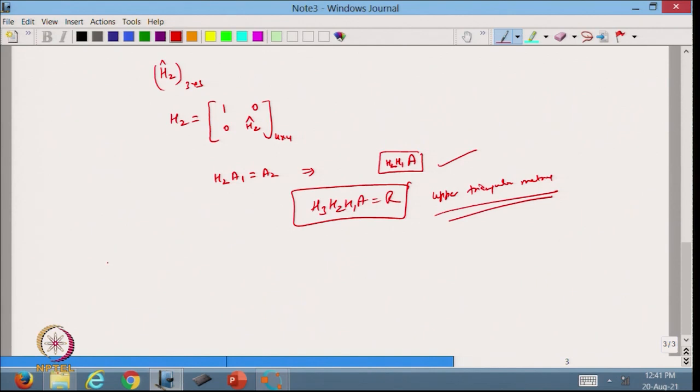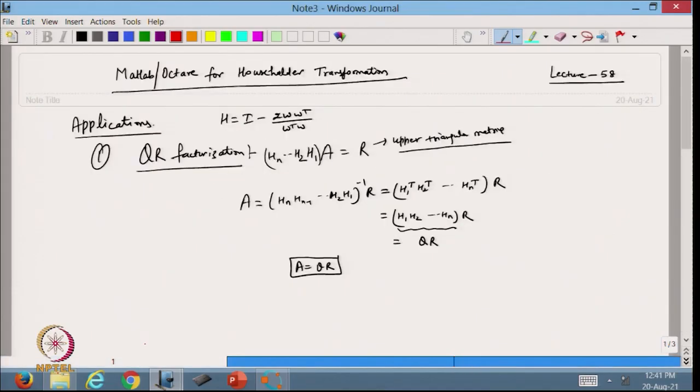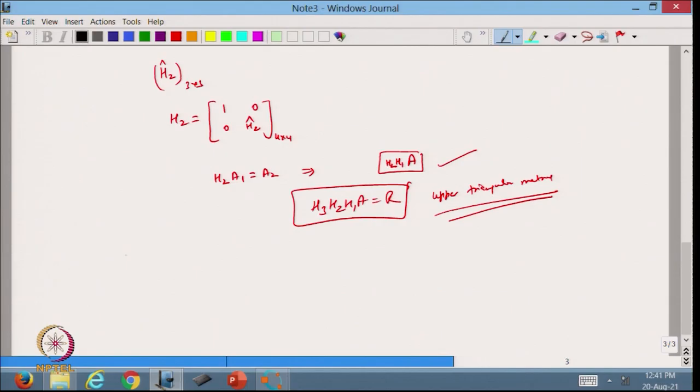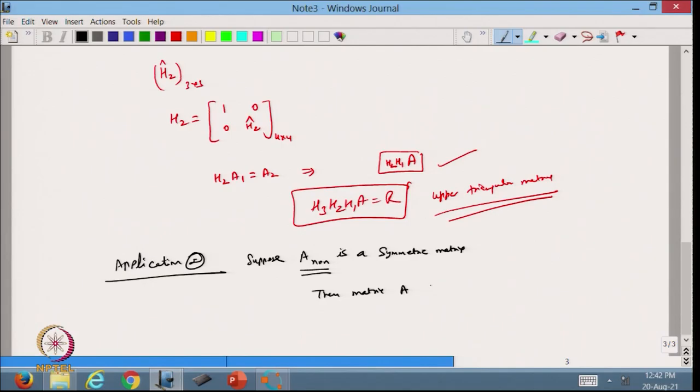Now I want to define another application, just one extension of this one. Application 2. Suppose my matrix A, that is n cross n, is a symmetric matrix. Then matrix A can be converted into tridiagonal form.